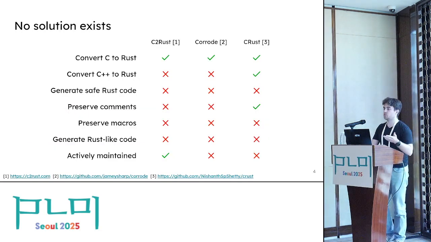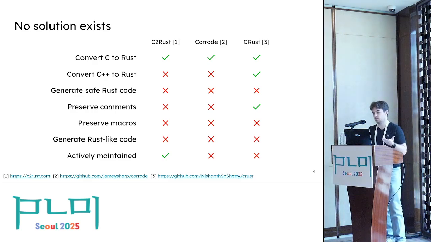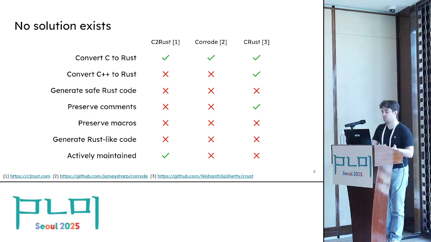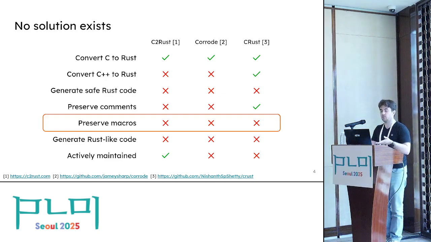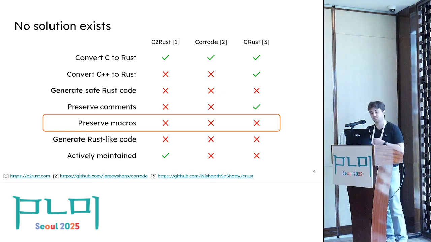So there are some transpilers out there. C to Rust is the most notable of which. Also the only actively maintained one. But since our emphasis is so strongly on readability and maintainability, things like preserving comments and preserving macros is really important. And the latter part is what this project is about.